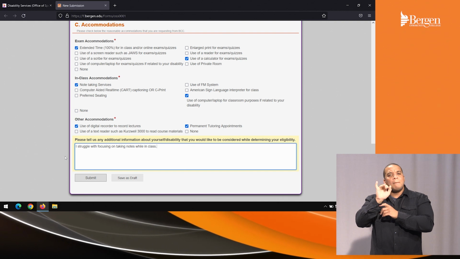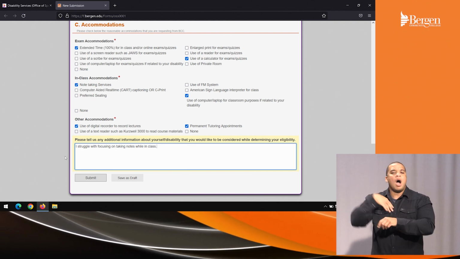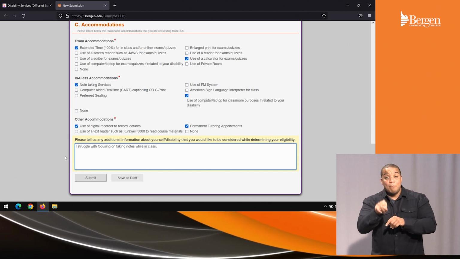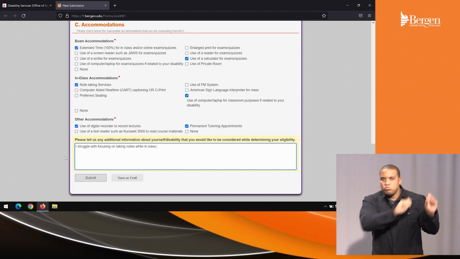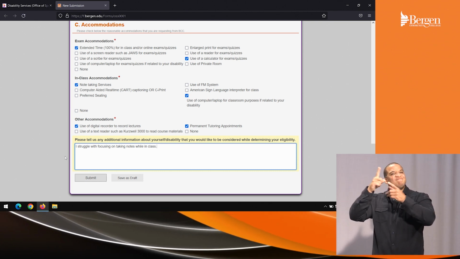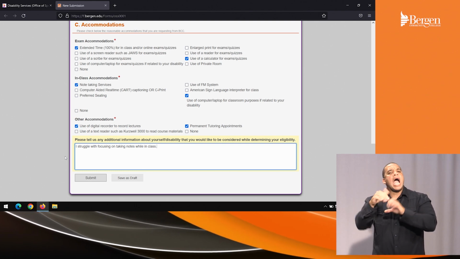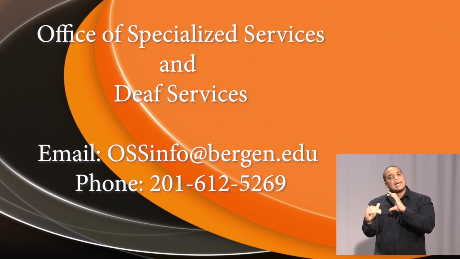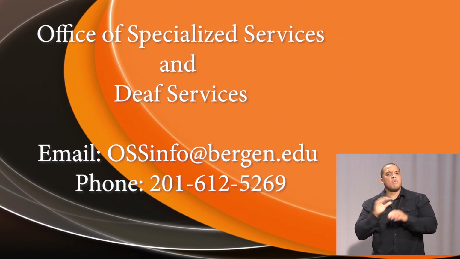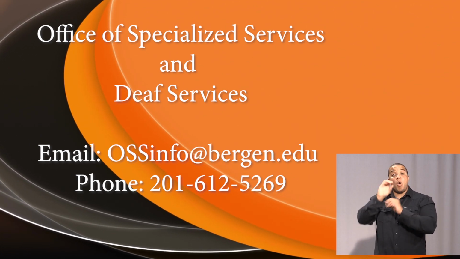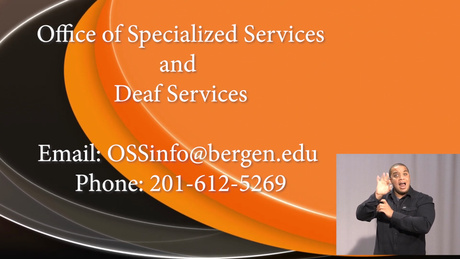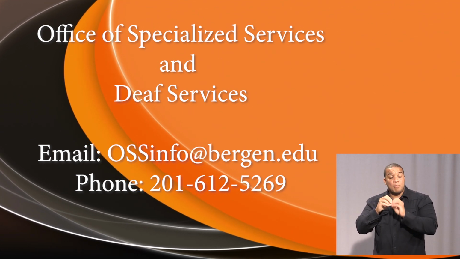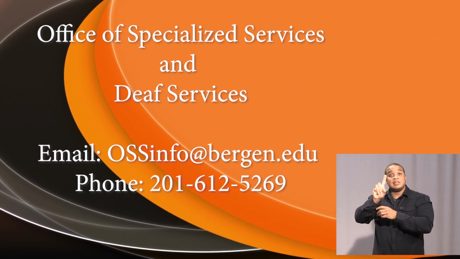I will not be hitting the submit button, so it does not add to our queue. But once you hit submit, you will see a little window that comes up that states that it has been submitted. You may email that to yourself if you like. If you have any other questions, please email and call our office. Our email is ossinfo@bergen.edu, and our phone number is 201-612-5269.